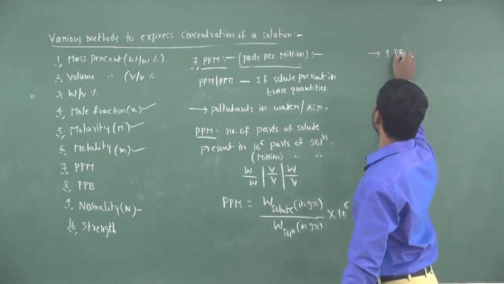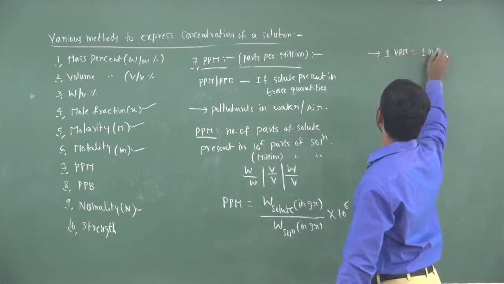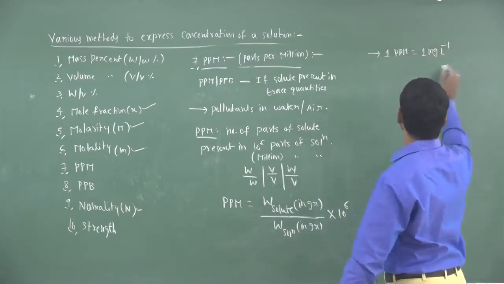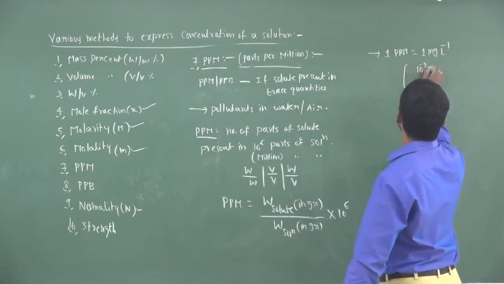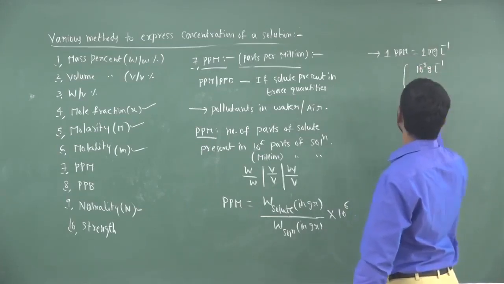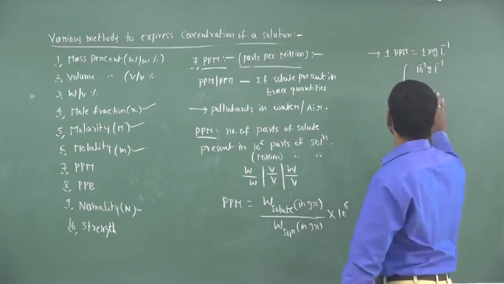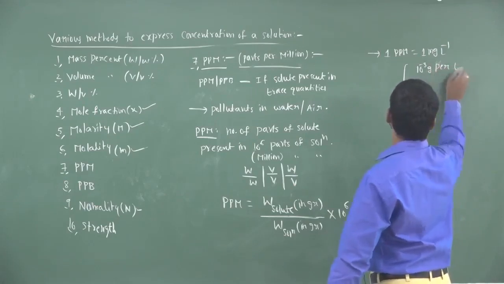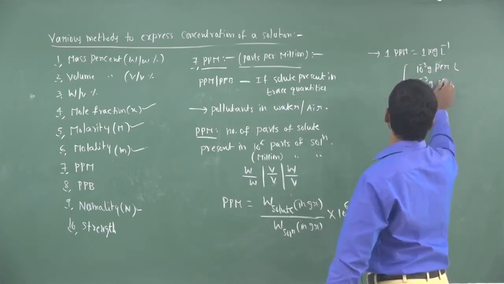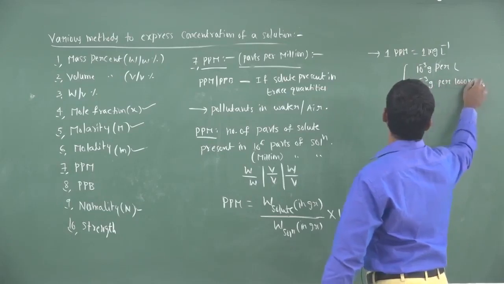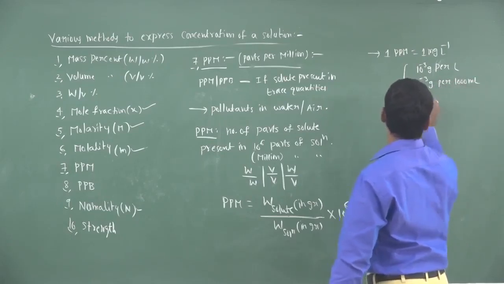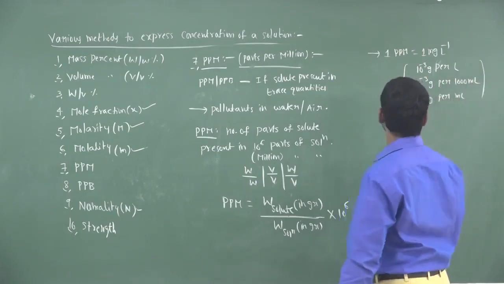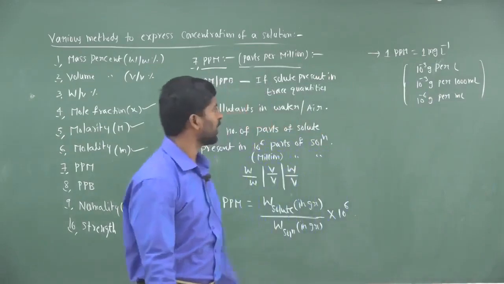One ppm is nothing but 1 milligram per liter. 1 milligram per liter means how many grams are present? 10 power minus 3 grams per liter. Per liter means 10 power minus 3 grams per 1000 ml. That means 10 power minus 6 grams per ml. You can write it like that.